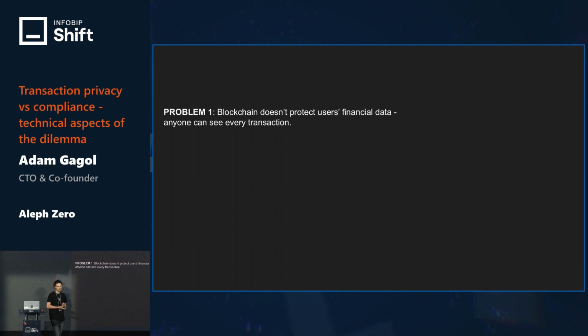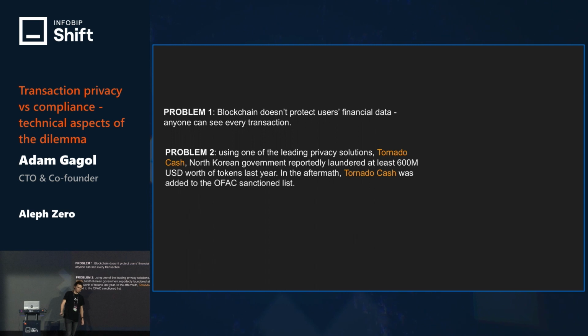If you don't use any sort of privacy solution, every transaction and everything that you do on the blockchain is visible to basically everyone, which means that everyone can see how much you're spending and how much you're earning. It's definitely not how we would imagine financial systems to work.